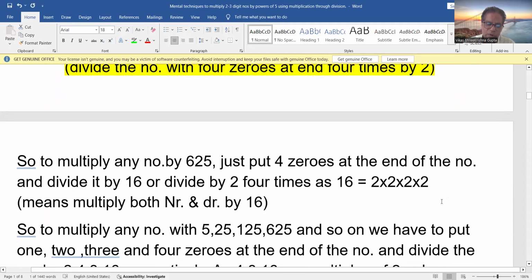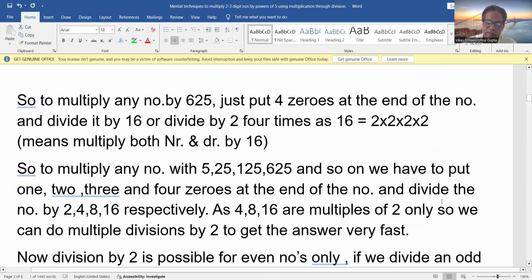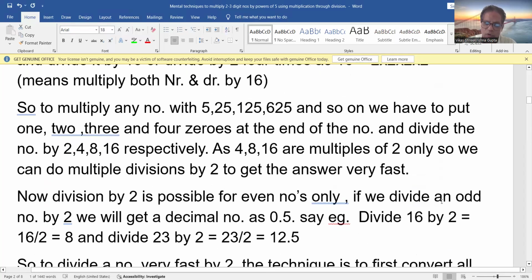Now I'll show you how to divide any number by 2 very fast. When I have to divide a number by the powers of 2, like 2, 4, 8, 16, then 4 is equal to 2 into 2, so you divide the number by 2 two times. In the same way, if you have to divide a number by 8, 8 is equal to 2 into 2 into 2, means 2 raised to 3. So divide the number by 2 three times. In the same way, when you divide the number by 16, means divide the number by 2 four times.